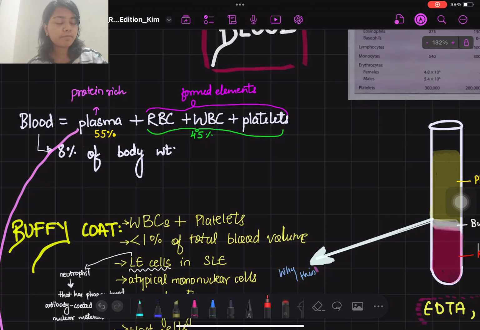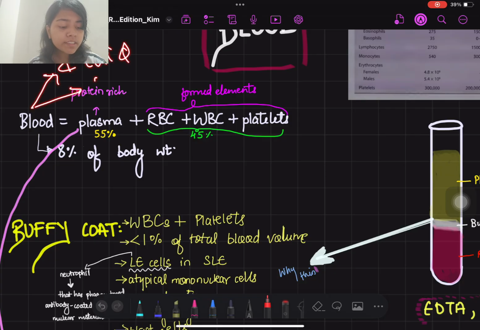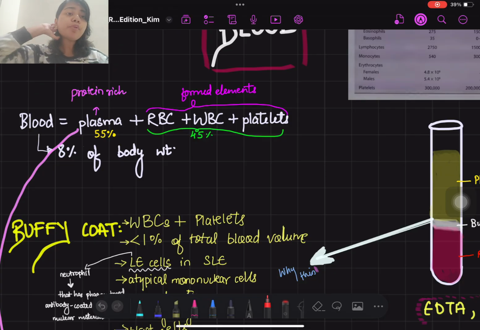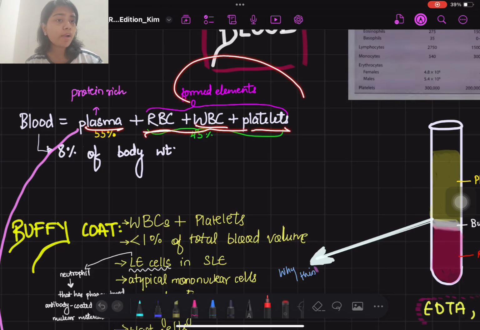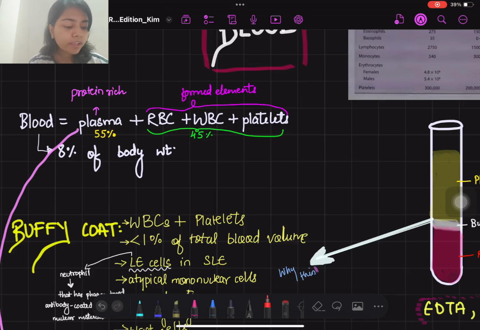Then we'll go into the definition of blood. Blood is made up of two components: fluid and cells. Blood is made up of a protein rich fluid called plasma, and cells, namely RBC, WBCs and platelets. So when asked about the definition of blood, you can write that blood is made up of plasma, RBC, WBC and platelets. These cells can also be called formed elements. How much percentage of the blood is plasma? It is 55% of the blood. And how much percentage of blood are the formed elements? These are 45% of your blood.